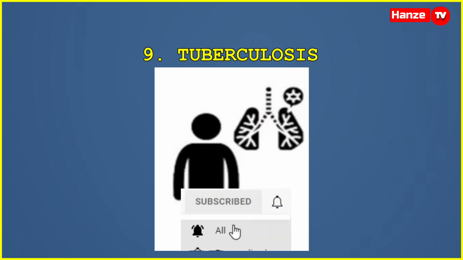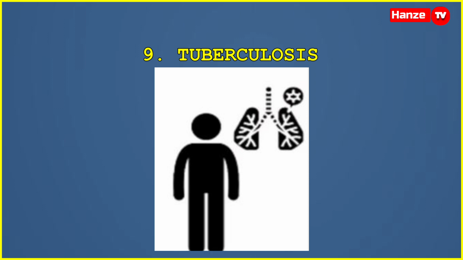Furthermore, people who have HIV are 18 times more likely to develop active TB. The cases of TB have fallen 2% each year between 2015 and 2020.